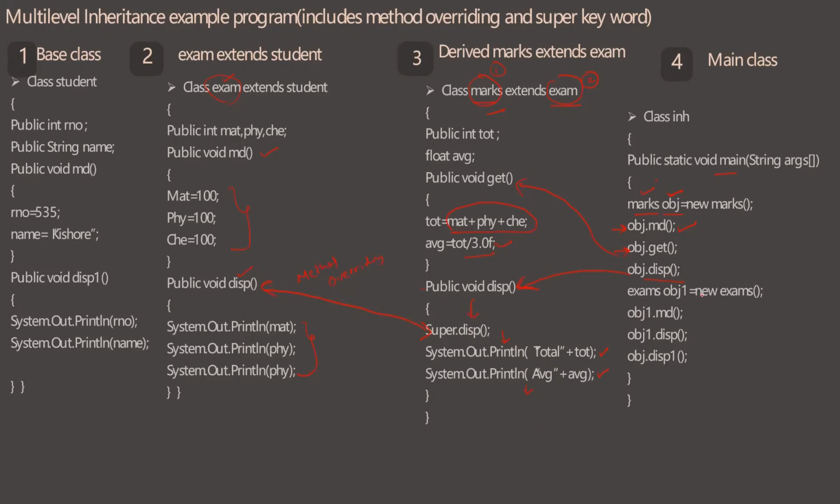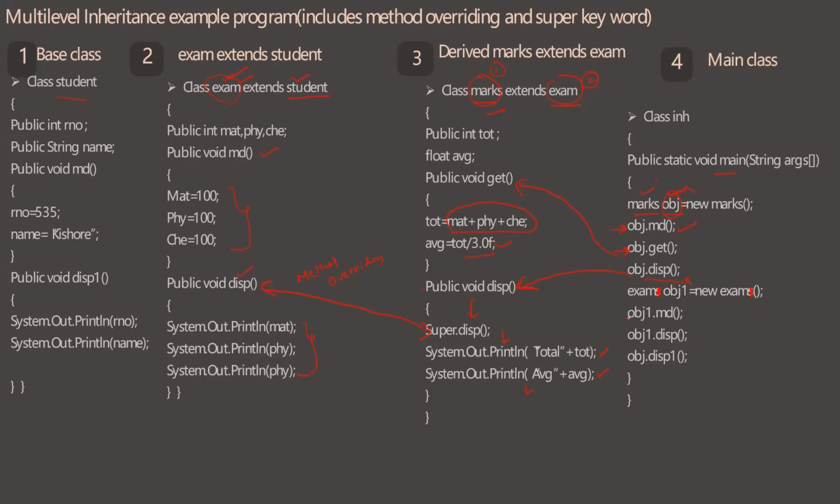Is it point clear? Now, in order to interact with your exam class properties, I need to create an object. Or in order to interact with student, I can create an object separately for student, or I can create an object for exam and call the properties of exam as well as student. So I've created Exam obj1 equals new Exam. The same object name is not valid, the same object cannot be declared twice. So that's the reason why I've taken obj1.